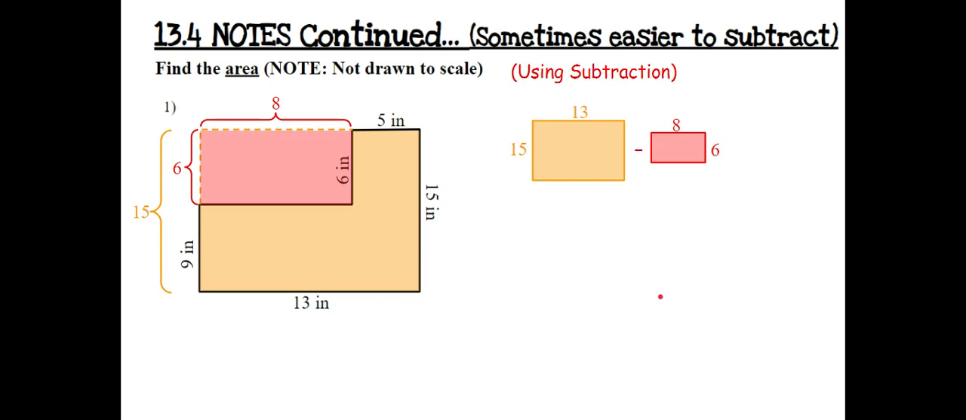Always, please make sure you write your formulas. I'm dealing with a rectangle, so I'm going to go base times height, which is 13 by 15. Plug that into your calculator. 13 times 15 is 195.